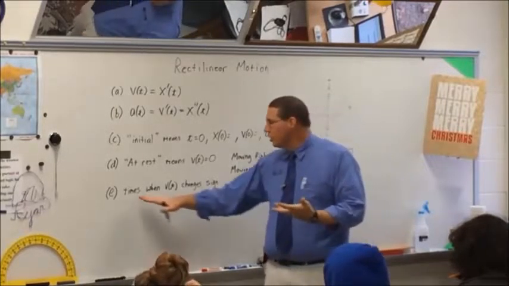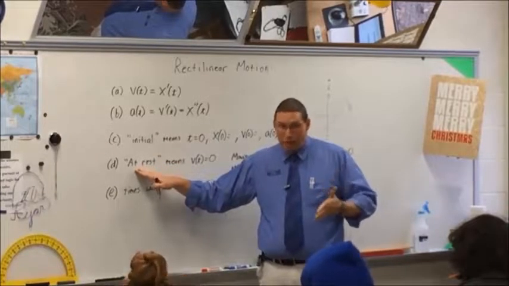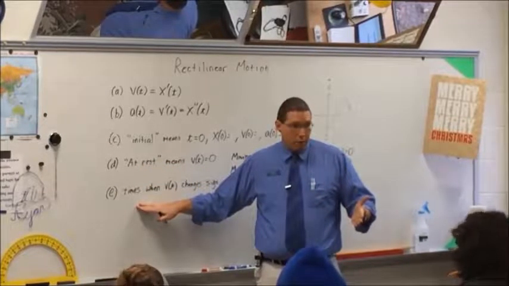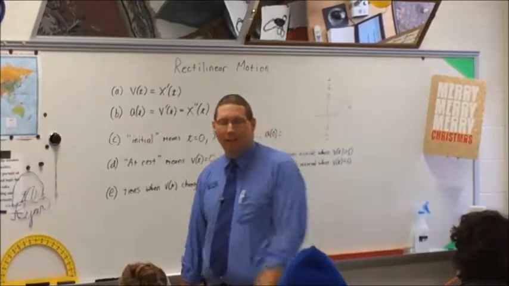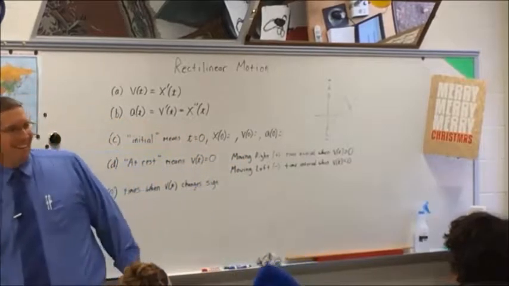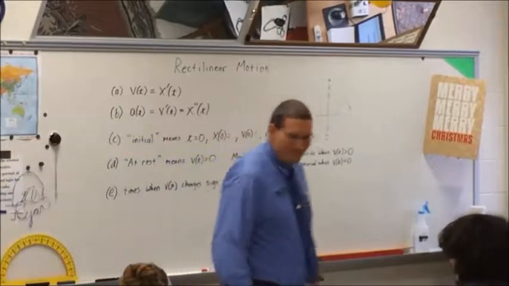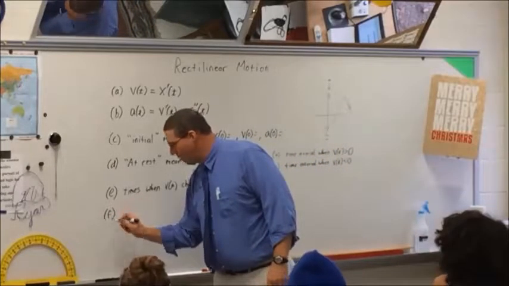So now a change in direction is simply a time. An object can be at rest and not change direction, at neither point. That's where it's moving to the left, and then it rests, and then it continues moving to the left. Okay, let's look at F now.